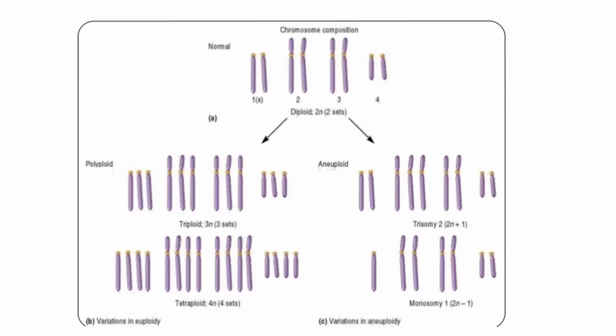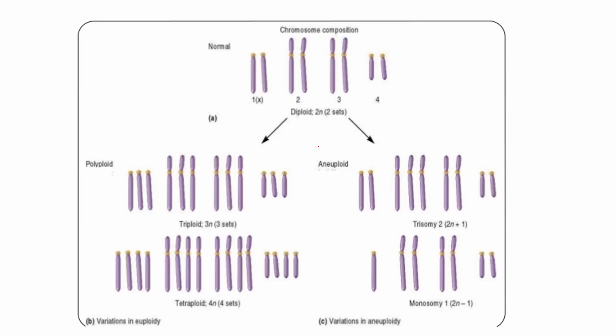Now, as you can see, this is the chromosome composition in a normal person. So it is diploid in nature. These chromosomes are two in number, two in pair, so you can say two sets. But if there is polyploidy, the number of sets may increase, that is the 3n condition. As you can see, 1, 2, 3, they are 3 in number, 3 sets, so that is triploid. If they are 4 in number or 4 sets, that is tetraploid. So now it is a variation in euploidy condition. If there is a variation, it is the polyploidy condition.